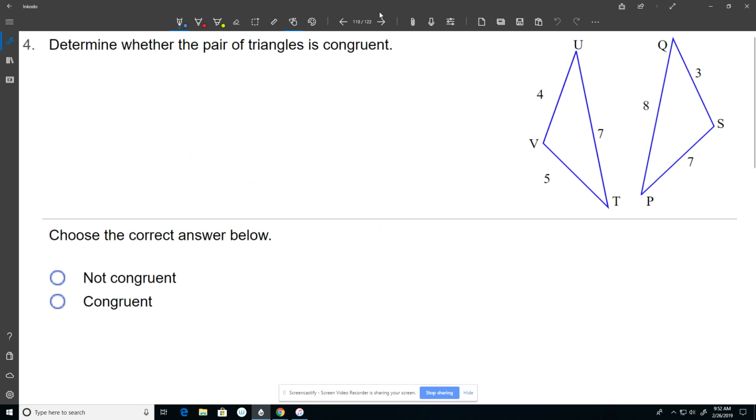All right, number 4. Determine whether the pair of triangles is congruent. Remember, to be congruent, all the sides have to be equal and the angles have to be equal. In this case, we've got 7 and 8, 4 and 3, 5 and 7, which clearly are not the same. So this one pretty obviously is not congruent.